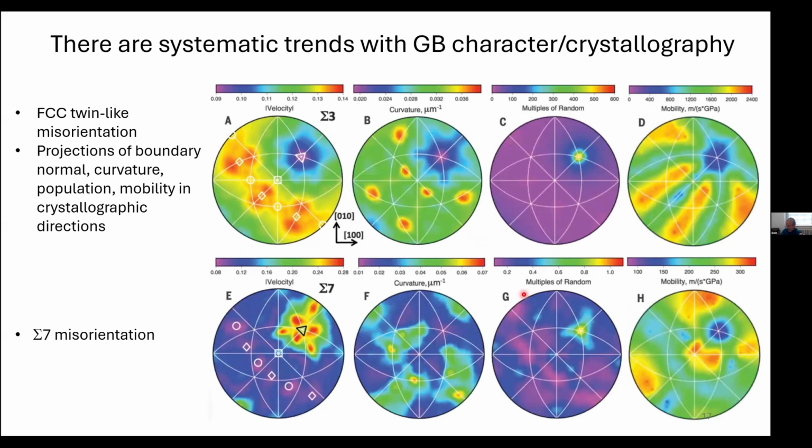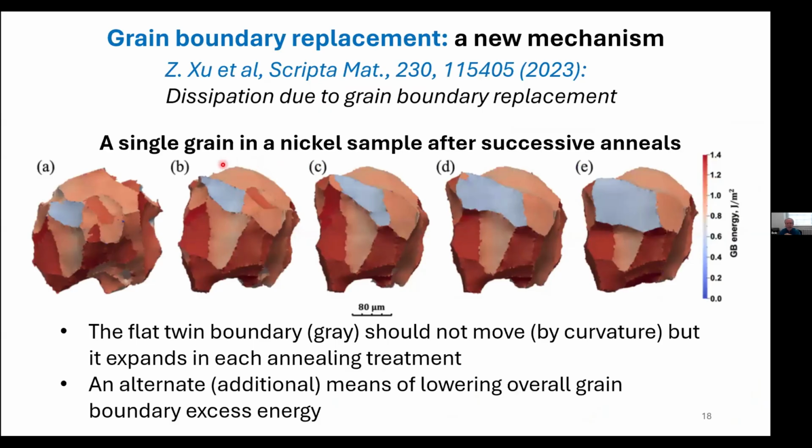And I think, given the time, I will skip over this mostly, but this is just demonstrating that the grain boundary velocities in these plots have a systematic dependence on the orientations of the grain boundaries. If there are questions and interest, feel free to ask me at the end.